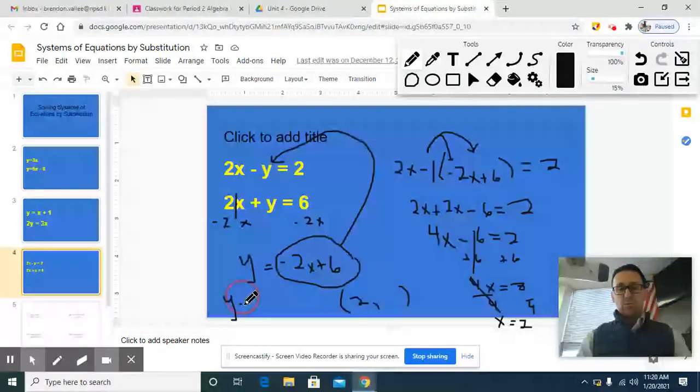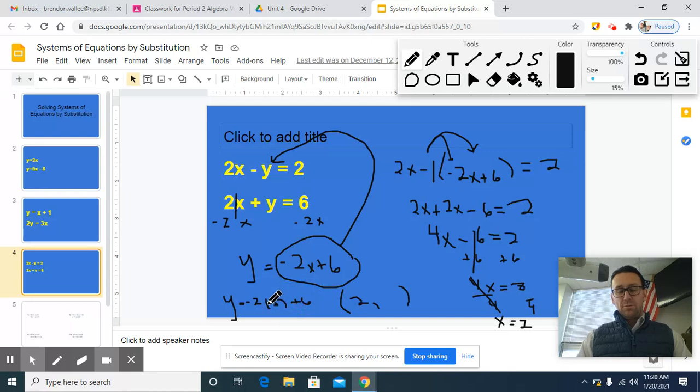So y equals negative 2 times 2 plus 6. Negative 2 times 2 is negative 4, plus 6 is 2. So we got 2 for y, so my answer is 2 comma 2. You got to make sure you got an x and a y. And then we're done.